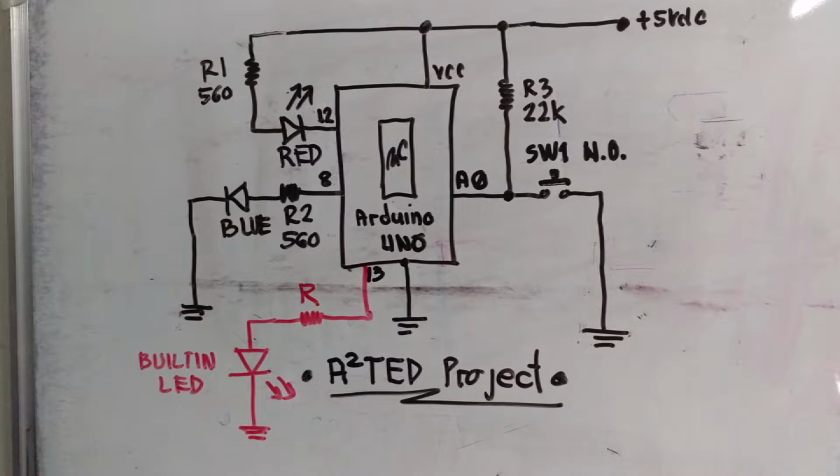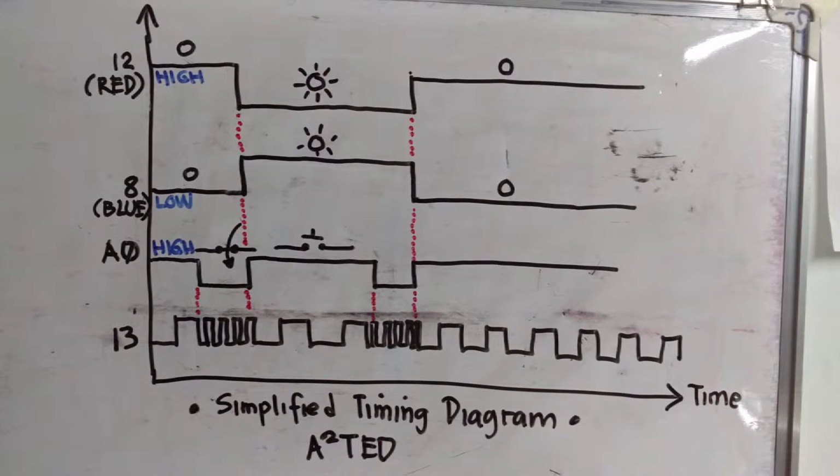Let's see the simplified timing diagram of the things that I want to do in the program. Let's start with the built-in LED connected at pin 13. As you can see here, the diagram shows that it goes logic low, logic high, low, high, low, high. So it means the built-in LED is blinking.